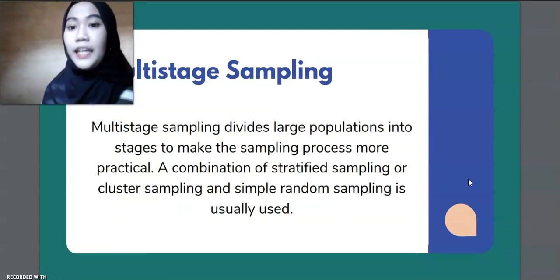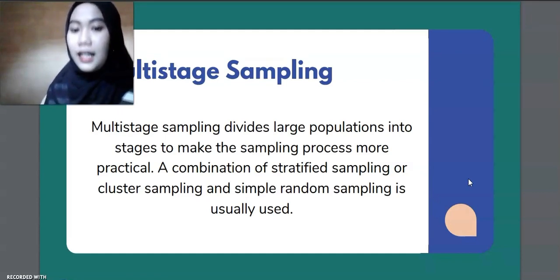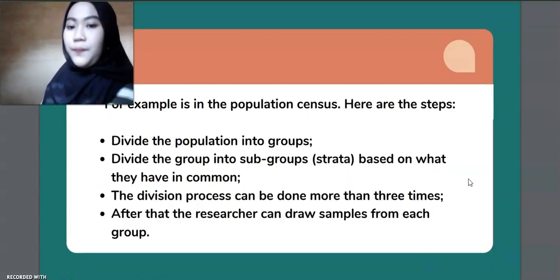The next sampling is multi-stage sampling. Multi-stage sampling divides large populations into stages to make the sampling process more practical. A combination of stratified sampling, cluster sampling, and simple random sampling is usually used. For the example, is in the population census.